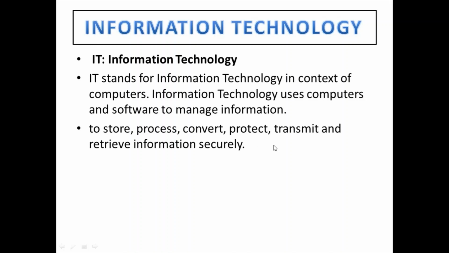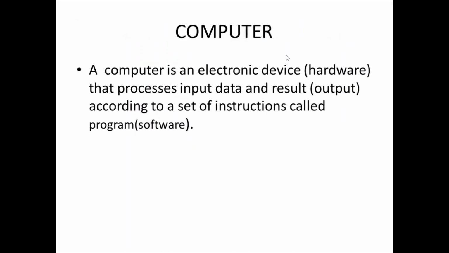Okay. So moving further, what is a computer? A computer is an electronic device, hardware, that processes input data and gives a result, or output, according to a set of instructions called a program, which is nothing but software. As we know, the computer is an electronic device, a hardware which we can touch, right? It will process the data given to it, and we get a result or the output.